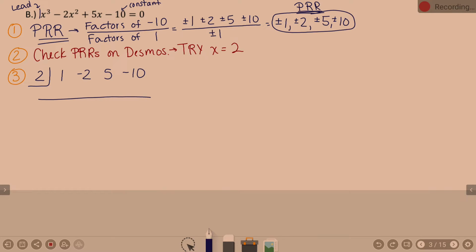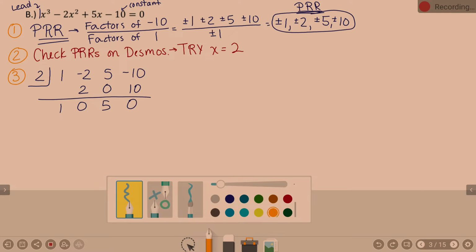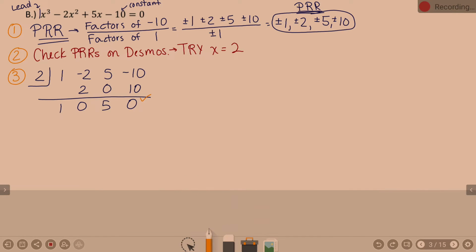Drop the 1. 2 times 1 is 2. -2 plus 2 is 0. 2 times 0 is 0. 5 plus 0 is 5. 2 times 5 is 10. -10 plus 10? 0. Okay. Of course, the 0 worked.